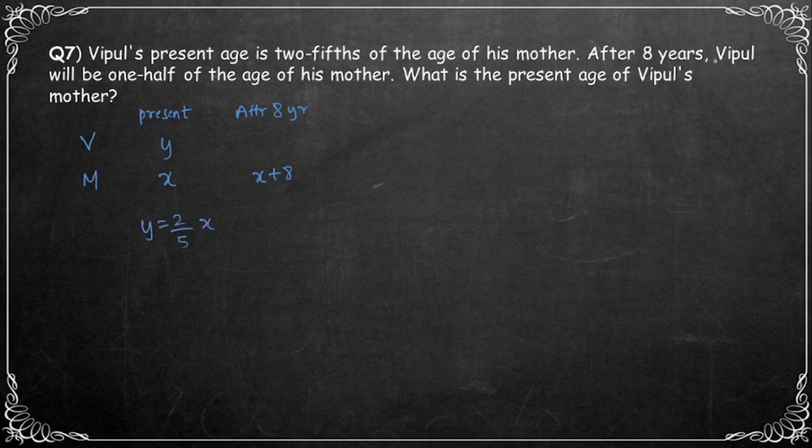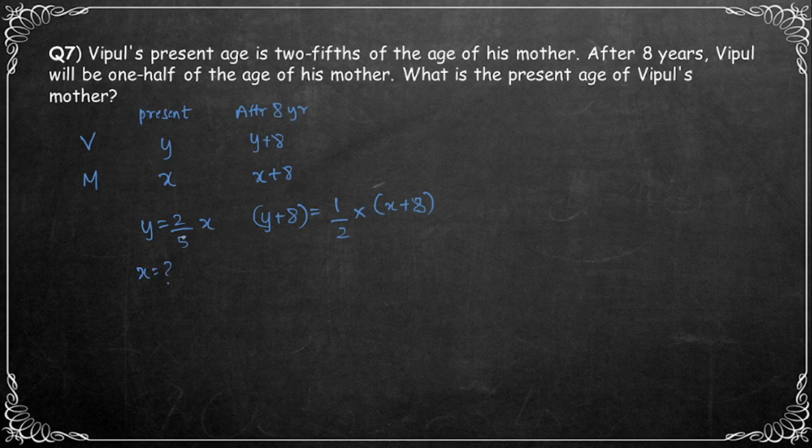Now after 8 years, Vipul will be 1/2 of the age of his mother. So after 8 years, Vipul's age will be y plus 8. So they say that Vipul's age will be 1/2 of age of his mother, which is x plus 8. So they are asking us to find present age of Vipul's mother, which is this. So x is equal to question mark.